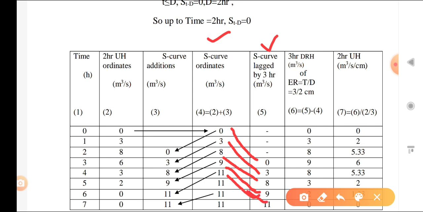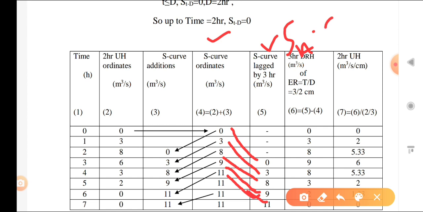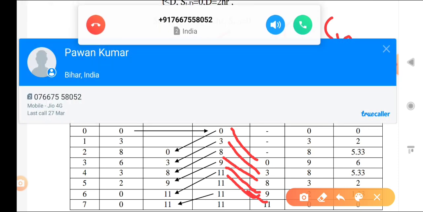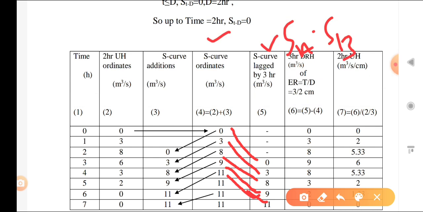Now you have to find the DRH. How are we finding DRH? We are finding DRH by SA minus SB. And also we have calculated effective rainfall. Effective rainfall is how much? T by D. Here T is how much? 3. And what is the capital D? 2. So what is the effective rainfall? That is 3 by 2 centimeter.